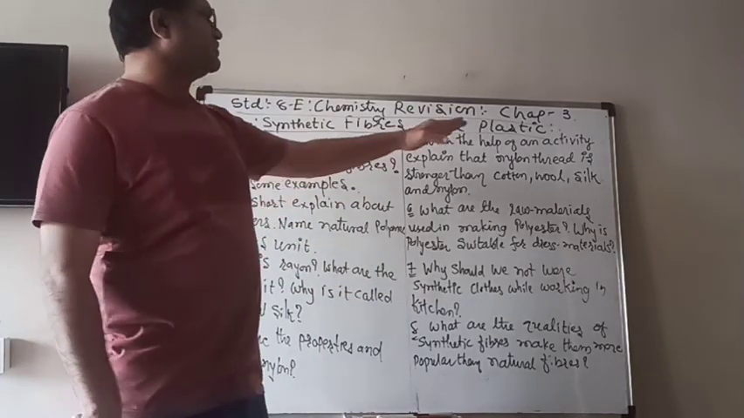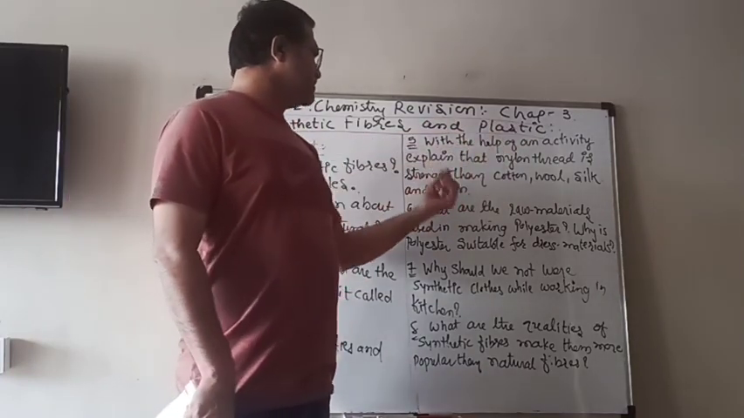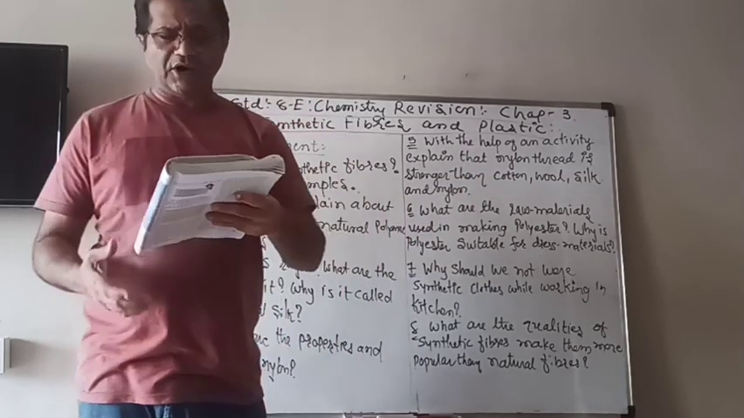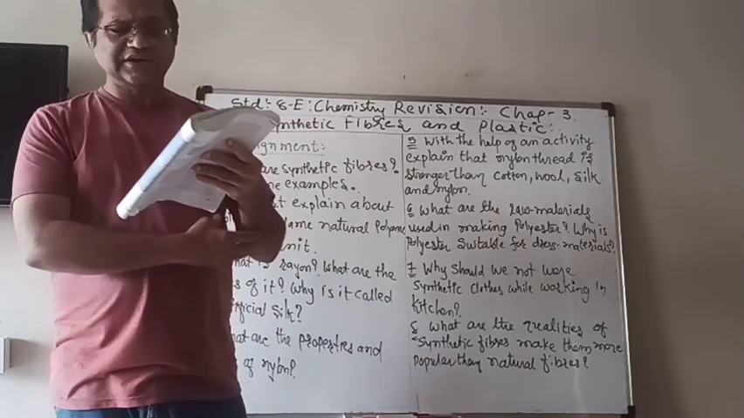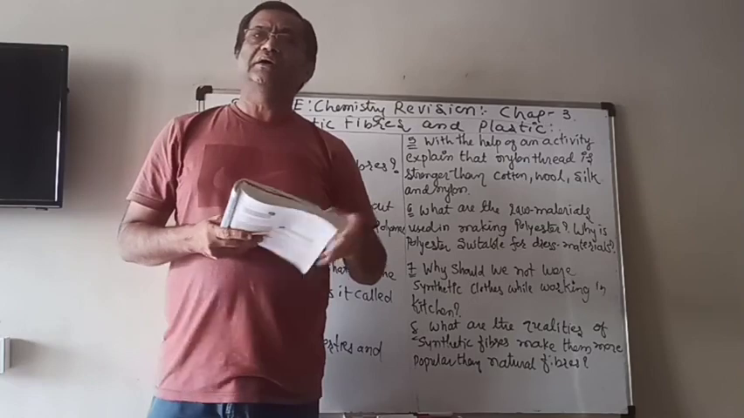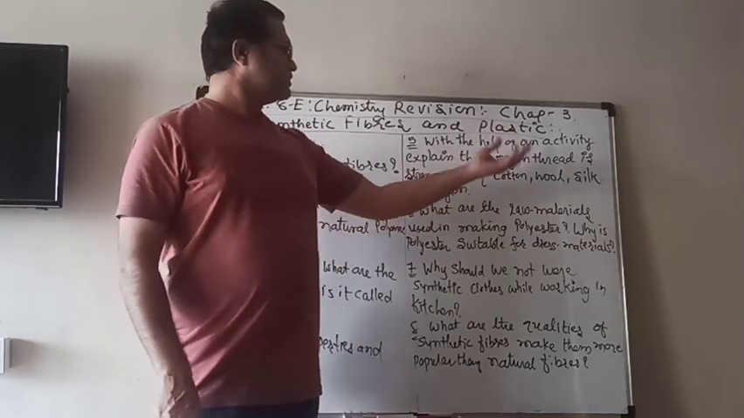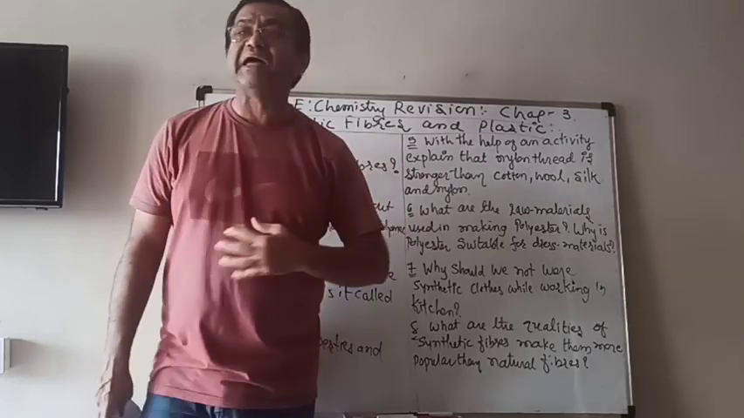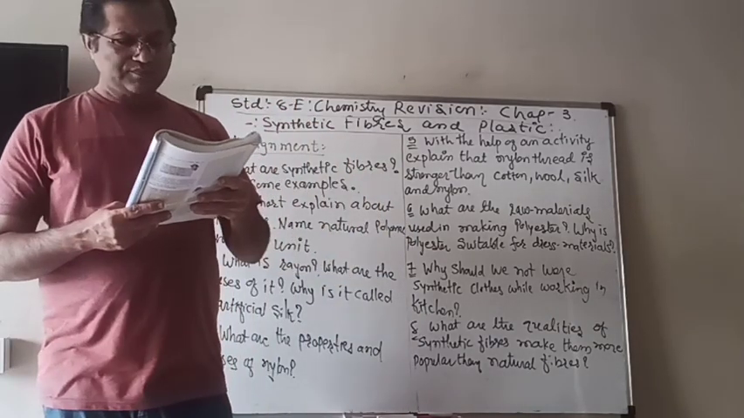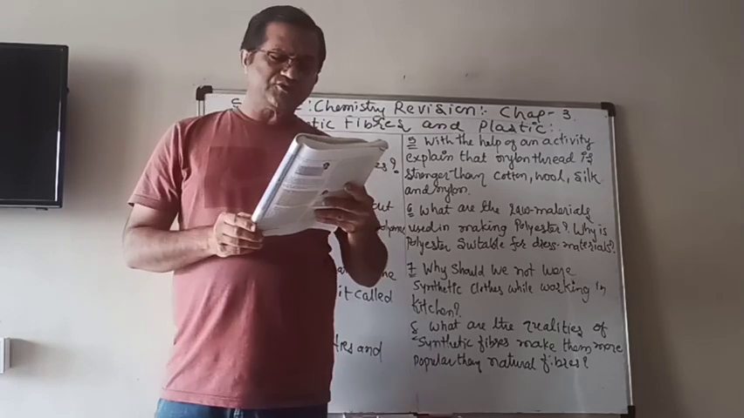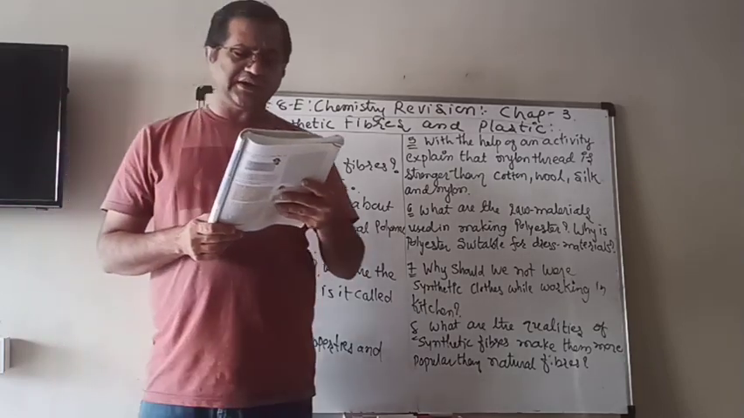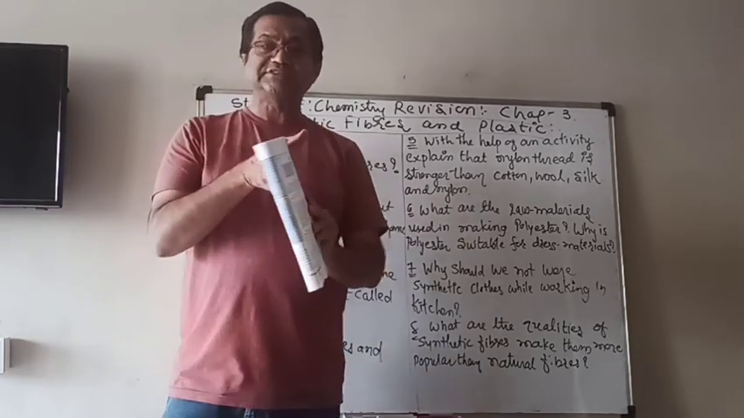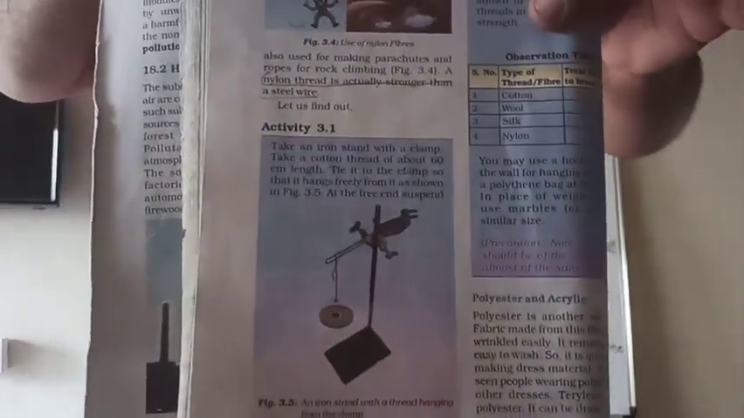So we have to understand with an activity that nylon thread is stronger than all the others. For that we need a stand with a clamp, and we have to take different types of thread like cotton thread, wool, silk and nylon. And then what we have to do? Take first a cotton thread of about 60 centimeter length and tie it to the clamp so that it hangs freely, as shown here in the figure.